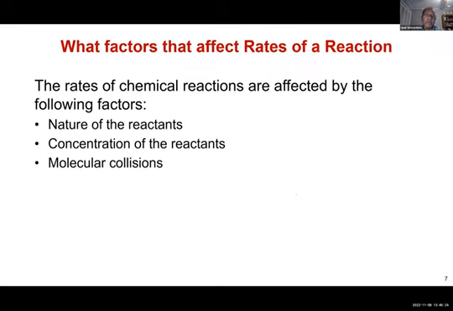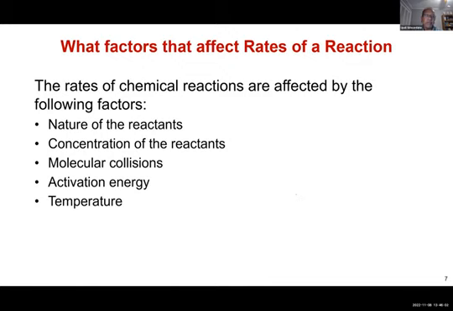Rate also depends on molecular collision. Molecules must collide for the reaction to turn into products. This collision should produce enough energy to break the reactant molecules, to convert reactant molecules to product. This energy that the collision must provide is called activation energy.